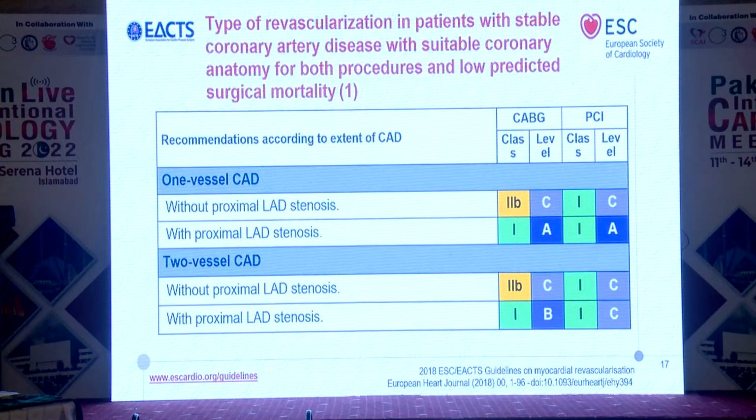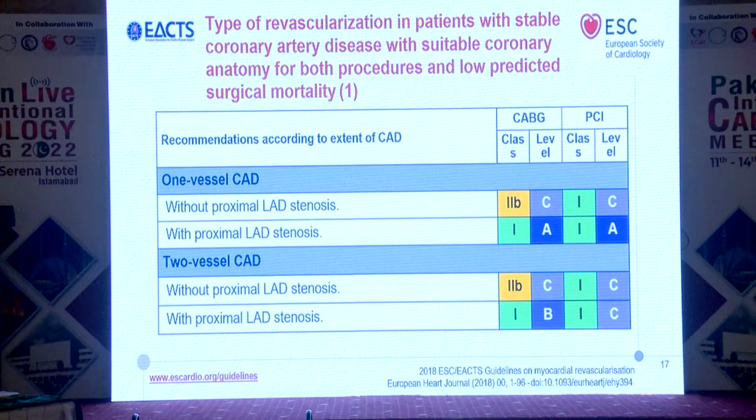So for stable coronary artery disease, again, I'm just going to stick to 2 slides. One vessel CAD without proximal LAD, surgery is 2B, PCI is class 1, level of evidence will remain C. And for people who are very addicted to data and guidelines, I just want to say that 70% of cardiac guidelines are level of evidence C. So you won't find level of evidence A and B in majority of them. So take C with a pinch of salt, but accept it as long as it's class 1.